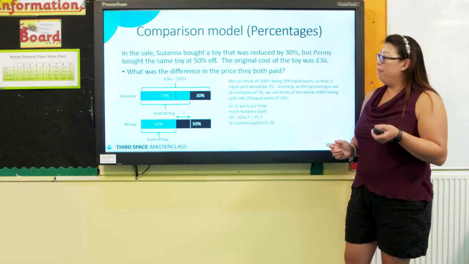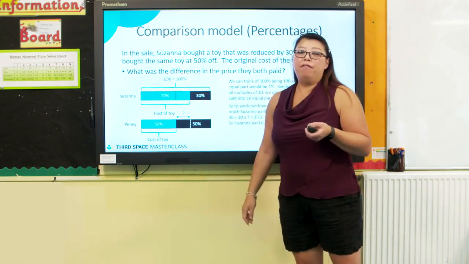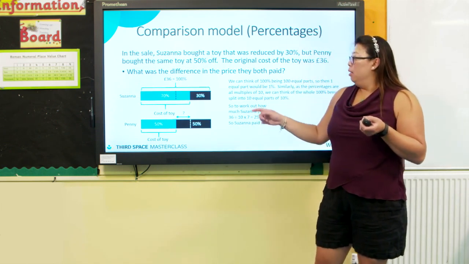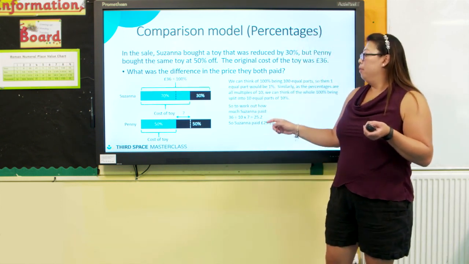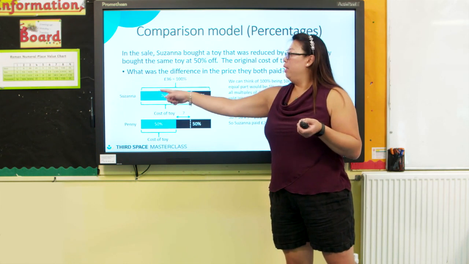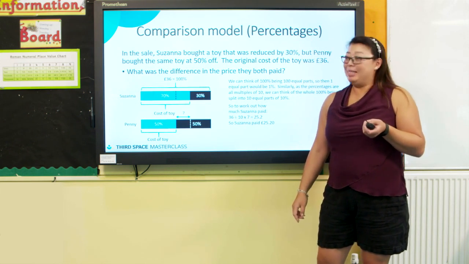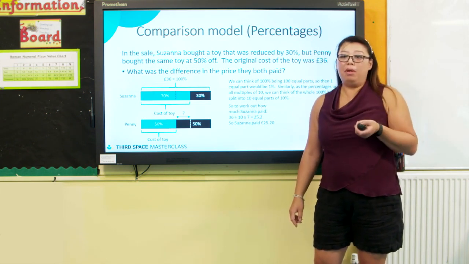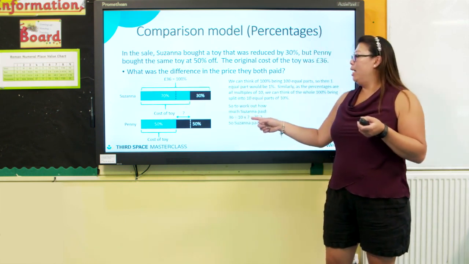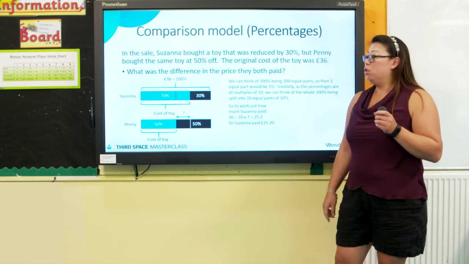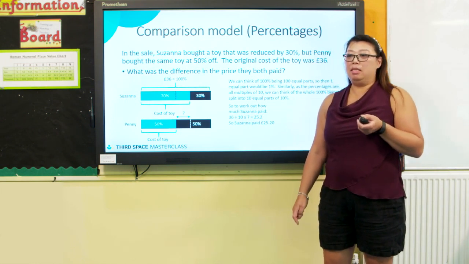So if that's how we're going to think about it, we need to work out, first of all, how much did Susanna pay for her toy? The cost of the toy originally was £36. If we find 10% of it, we need to divide it by 10. And then if we want to find 70% of it, we then need to multiply it by 7. So 36 divided by 10 times 7 is equal to 25.2. Therefore, Susanna paid £25.20 for her toy.